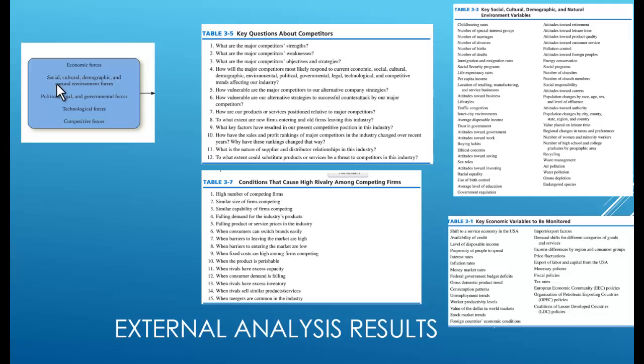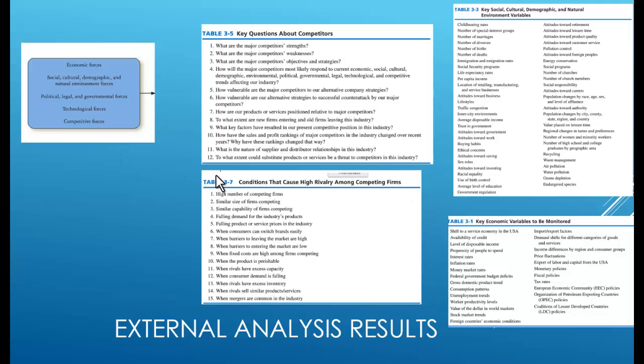Here we have some information from your text. Now look here: economic forces, social cultural, political legal, technological, competitive forces. Remember, that's what you're looking at in your external analysis and scan. Here are some of the tables that came from your book. Questions about competitors, ties here. Conditions that cause high rivalry among competing firms.